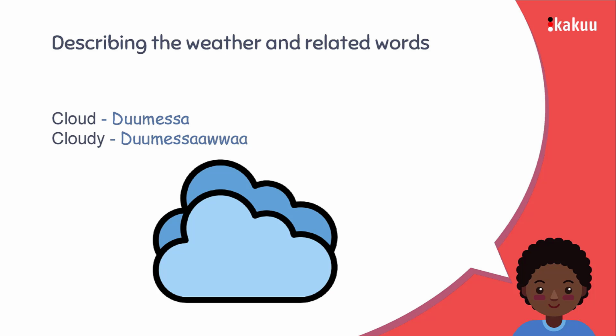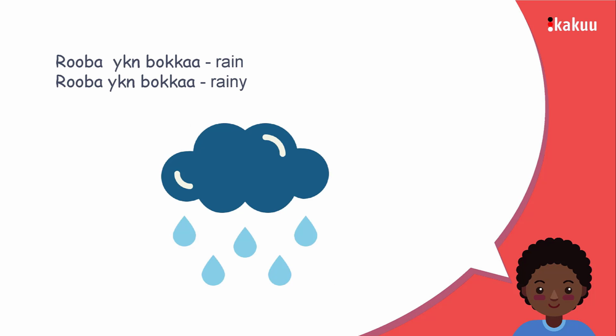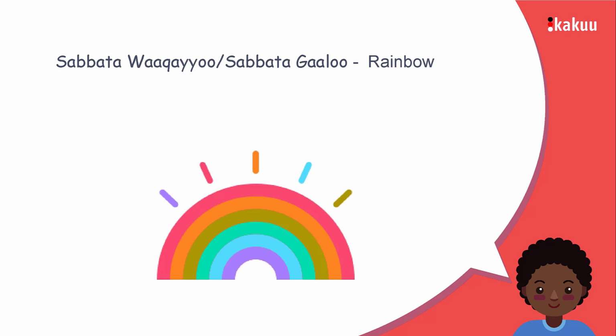The final part of this lesson will deal with some useful weather-related terms. Cloud, Dumessa. Cloudy, Dumessawa. Rain or rainy is referred to as Rooba yookaan Bokka in Afaan Oromoo. Rainbow, Sabbata Waaqayyo or Sabbata Gaaloo in Afaan Oromoo.